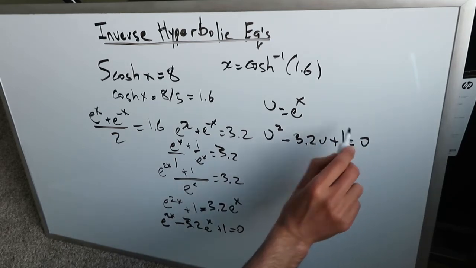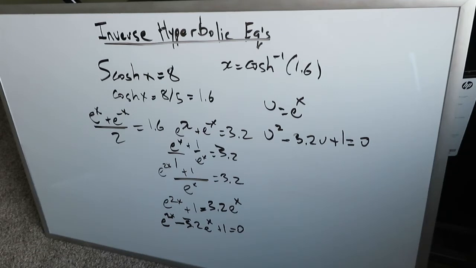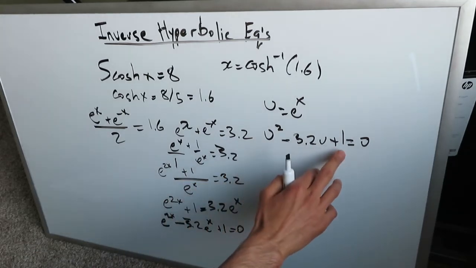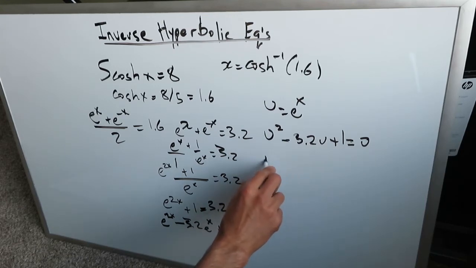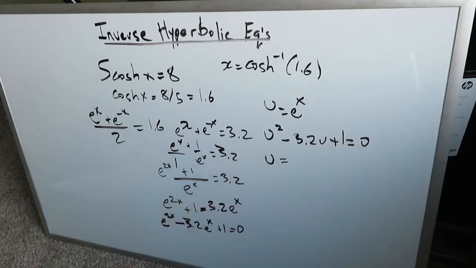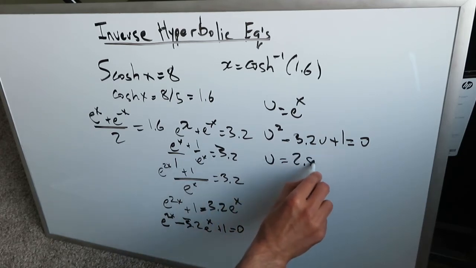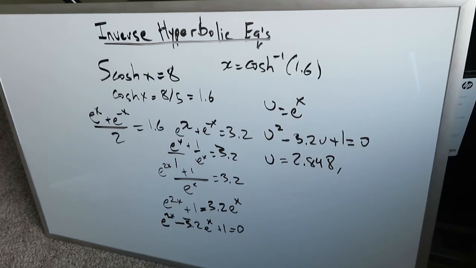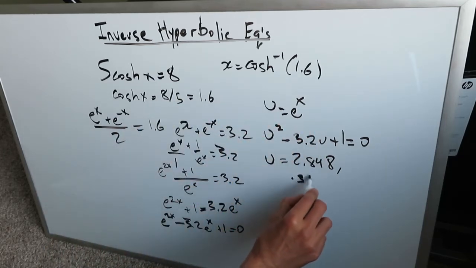Here we're solving for u using the quadratic formula. If you plug this a, this b, which is minus 3.2, and c into the quadratic formula and you solve for u, you should get two answers. You will get 2.848 as one answer when you plug them into the quadratic formula. Then you will also get 0.351 as your other answer.